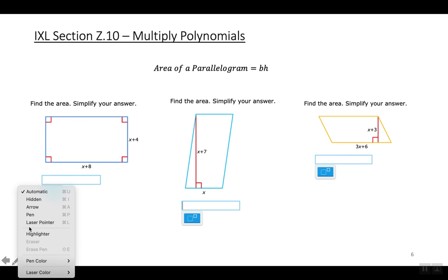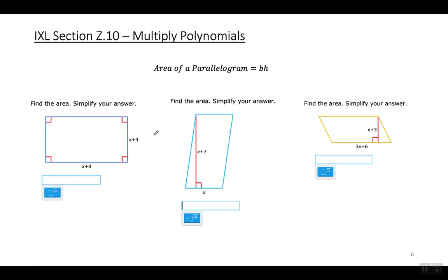So the area of a parallelogram could look like this, or it could be a rectangle or a square. Those are all parallelograms. So you just multiply the base times the height. It's pretty simple, okay?